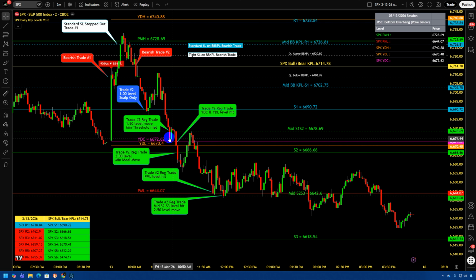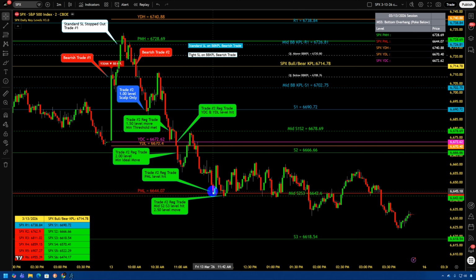So here, as far as the sequence, we have the 1.5 level move threshold being met here at 10:46. Then on this candle here at 10:54, we have a combined hit of both the YDC, yesterday's daily close, and YDL, yesterday's daily low level. So that is your additional waypoint here. Then on the 10:56 a.m. candle, we have a 2-level move, which takes out the S2 level. So that's now a 2-level move in our favor.